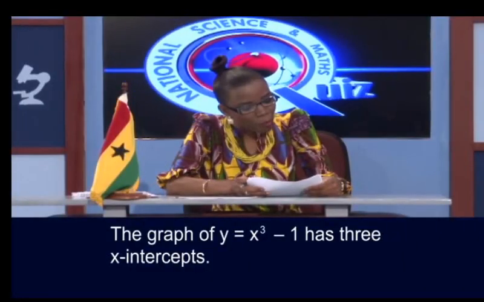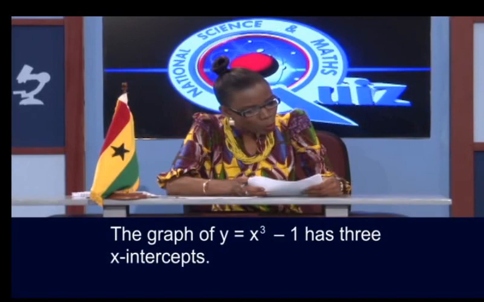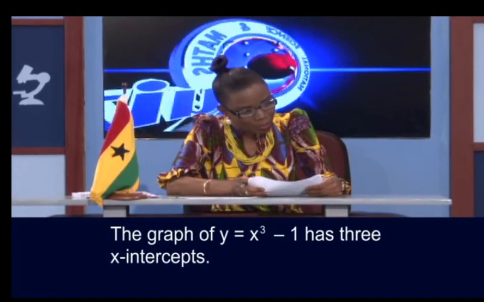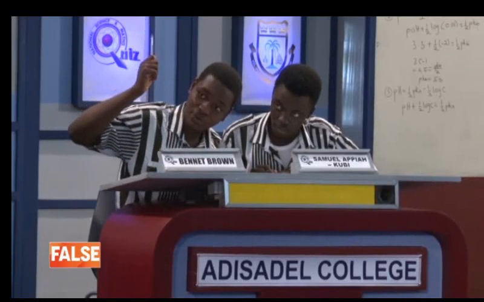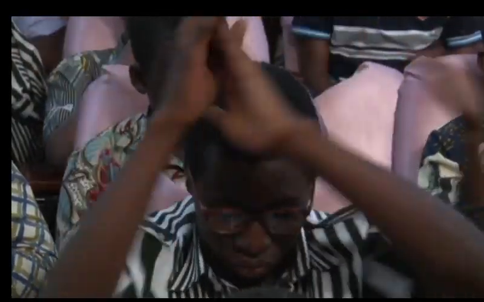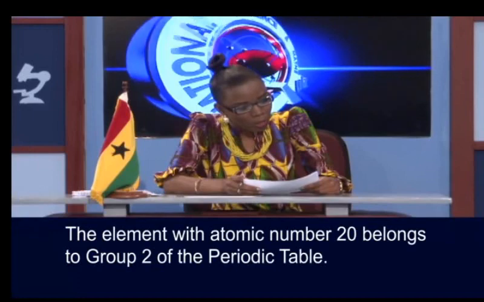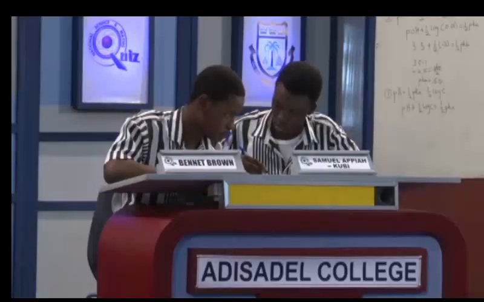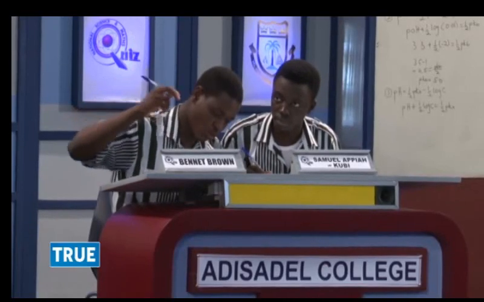The graph of y is equal to x cubed minus 1 has 3 x-intercepts. Bennett? False. Yes. Element with atomic number 20 belongs to group 2 of the periodic table. Bennett? True. Yes.